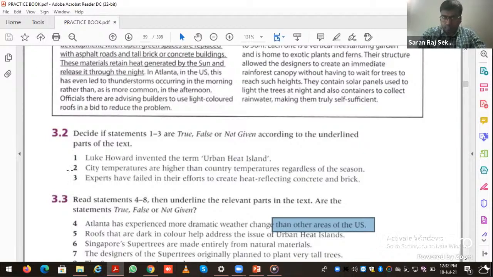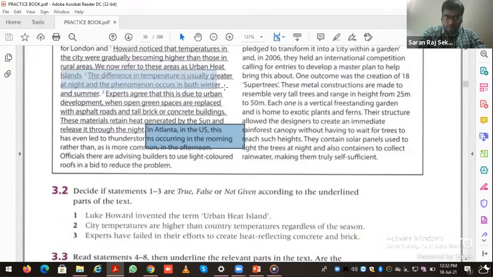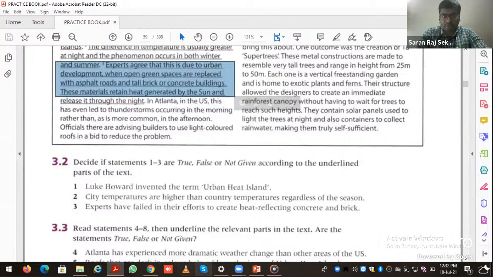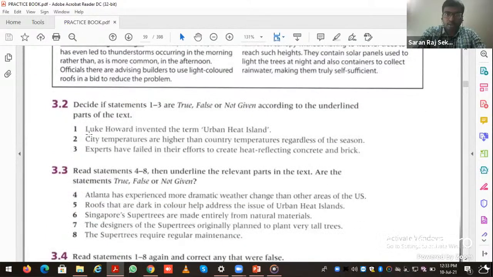Now let's go back to the third one, because as I said, the answers will be in sequential order. The fourth one we found here, and the second one we found here, so our third answer will be in between. If you're not sure, you can read the question again: the experts have failed in making these concrete bricks. We have already read these lines, and they haven't mentioned anything regarding the failure of their project with making the concrete bricks. They have only mentioned the specifications, like how it works, but they haven't mentioned that they have failed. So here again the information is not given, and the answer for the third one is not given.